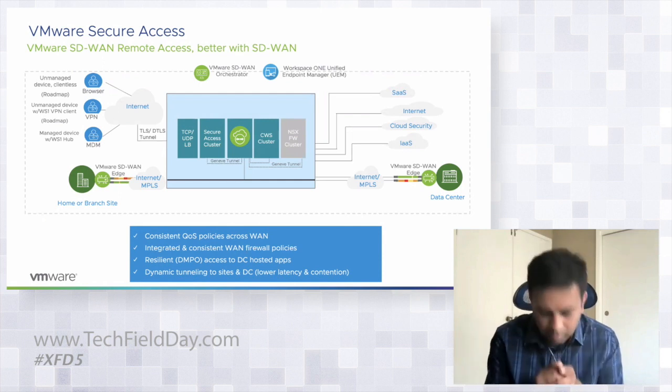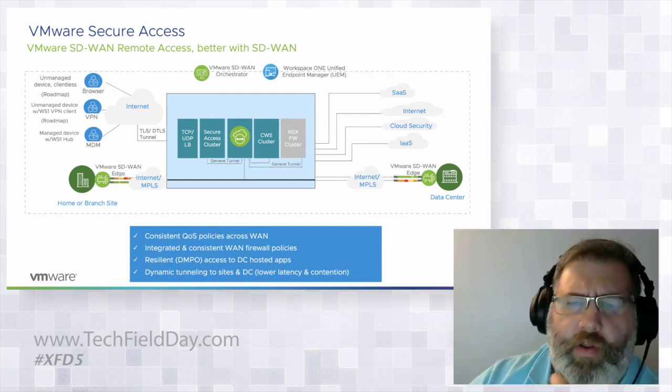Any questions? Yeah, Vinod, I saw Workspace ONE and Carbon Black in there, and I understand those are obviously VMware products that have been picked up. But what if a company already has a competing product in those spaces?